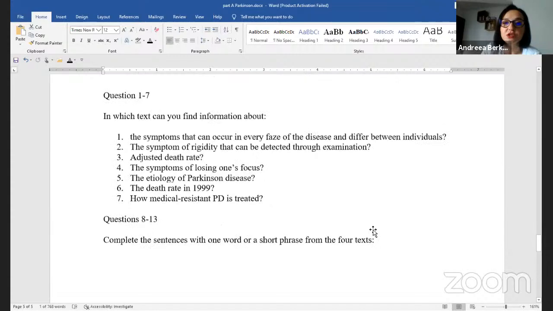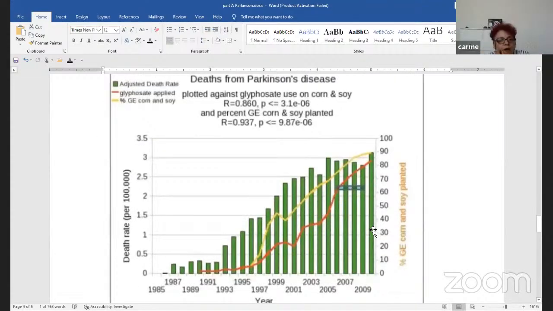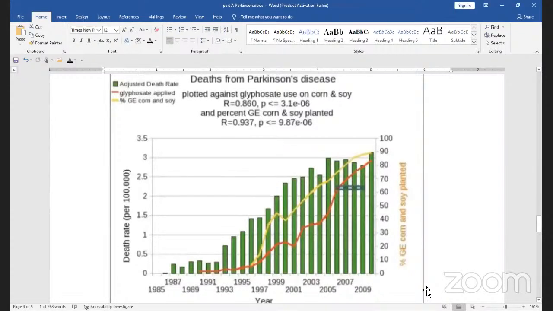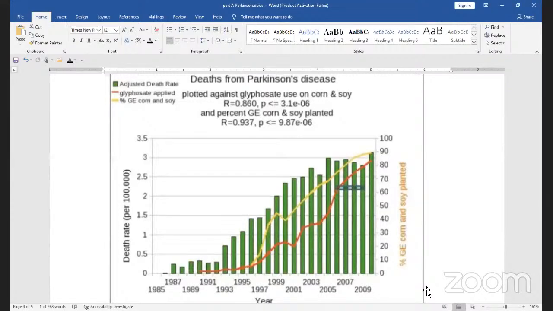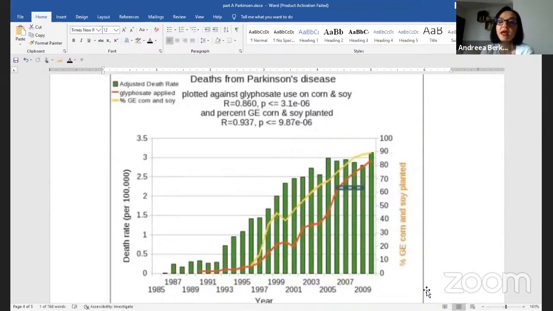So I'll show you the bar chart. Right, but this is a rate. So your answer would be 3? Just 3? Per 100,000. Yes, 3 per 100,000.